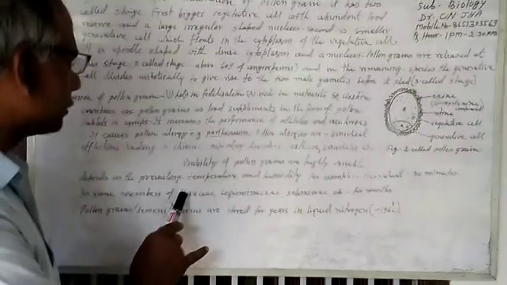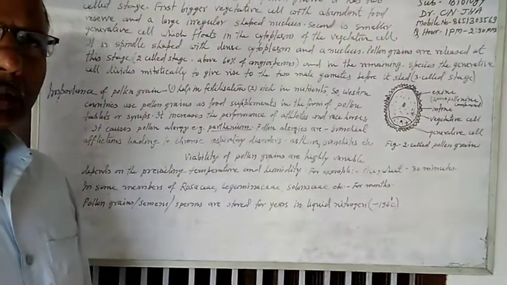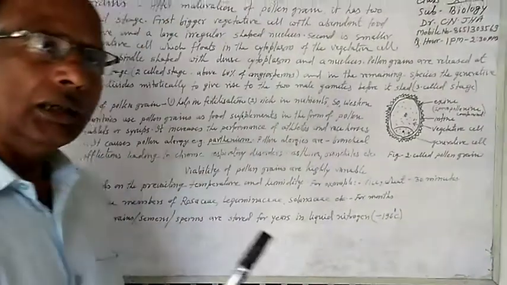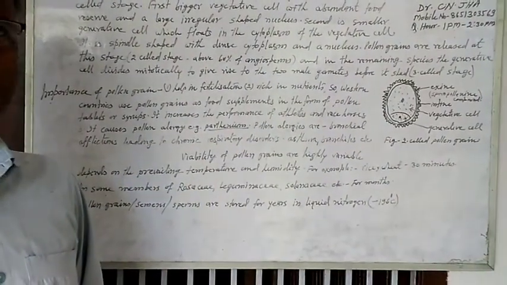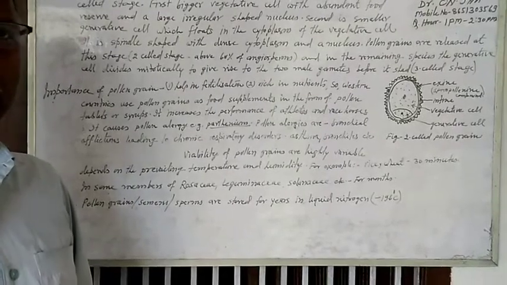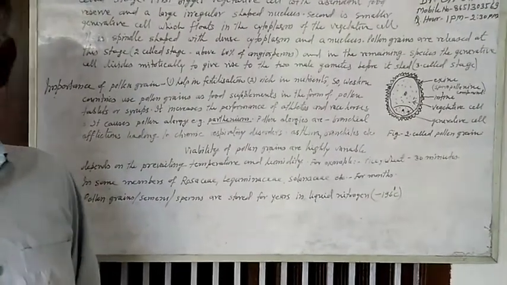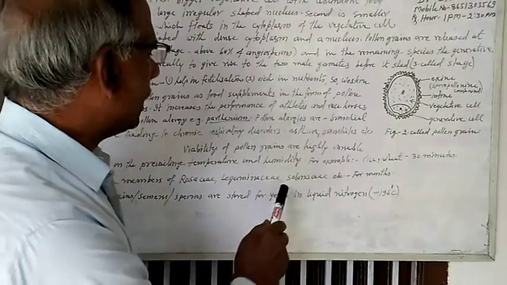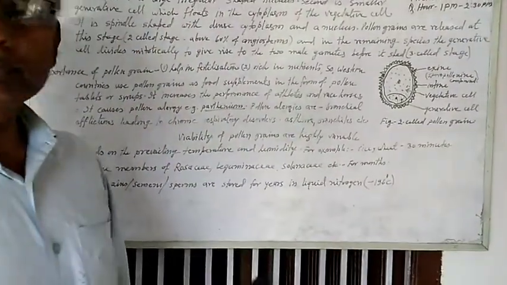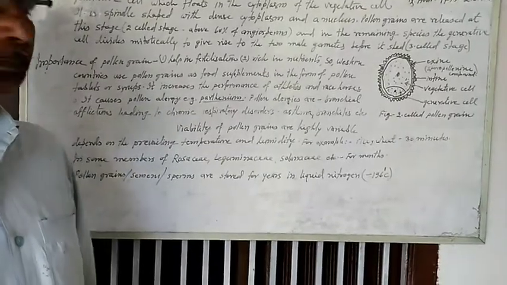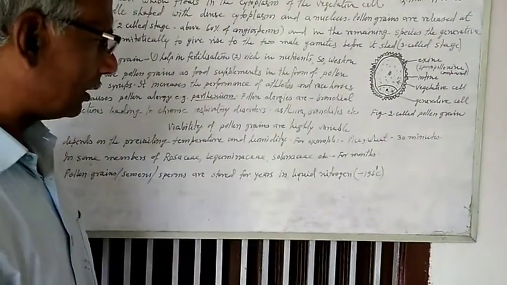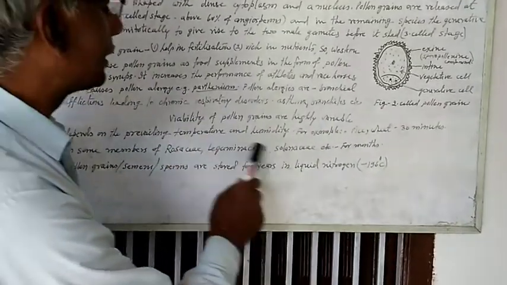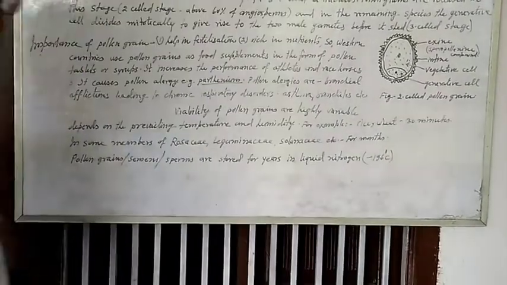But in some members of Rosaceae, meaning the family of rose, Leguminosae, meaning the family of leguminous plants like arhar, moong, pea, gram, and Solanaceae, meaning the family of potato, brinjal, etc., in these cases the viability of pollen grains is for months.